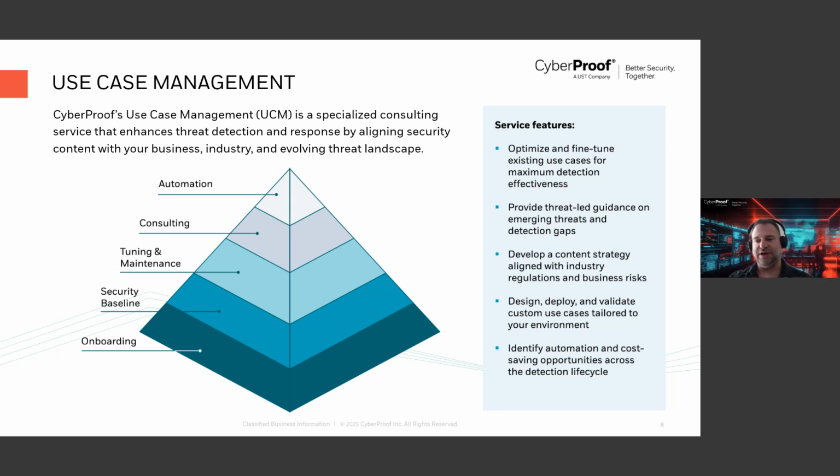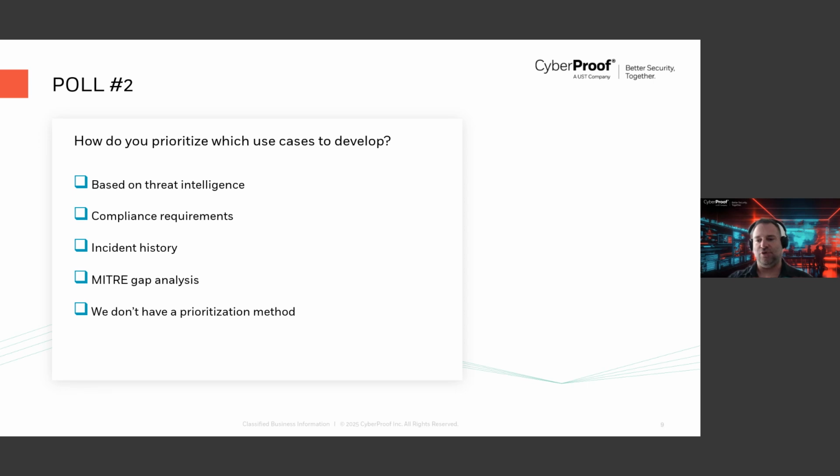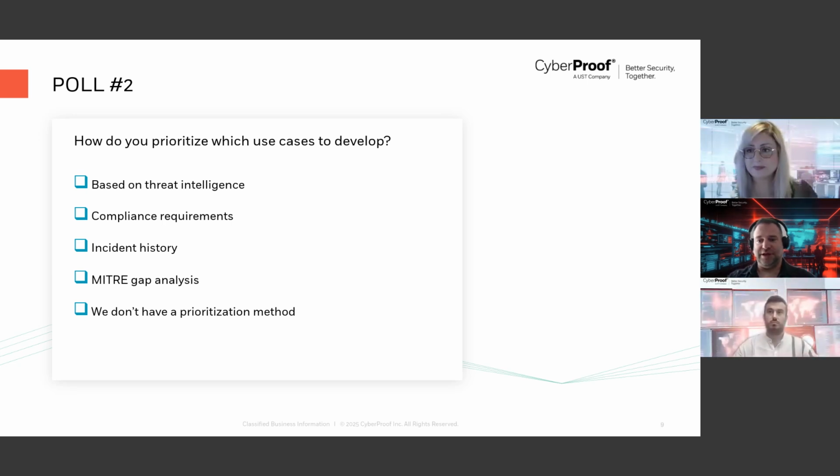And I think we are ready to move on to the second poll, guys. Yonit? Excellent. So how do we prioritize which use cases to develop? Is it based on threat intelligence, compliance requirements, incident history, MITRE gap analysis, or we just don't have a prioritization method right now? And guys, again, the same. We would like you to vote.